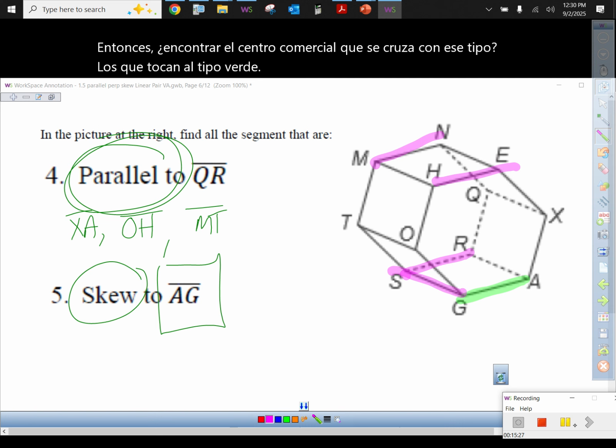What do you think? Can't hear, sorry. Especially, I think the air conditioner. XA touches it. Can't be that guy. Segment RA touches it. Anybody else touch it? Segment OG touches it. Is there anybody else that I haven't highlighted pink that touches that green guy?